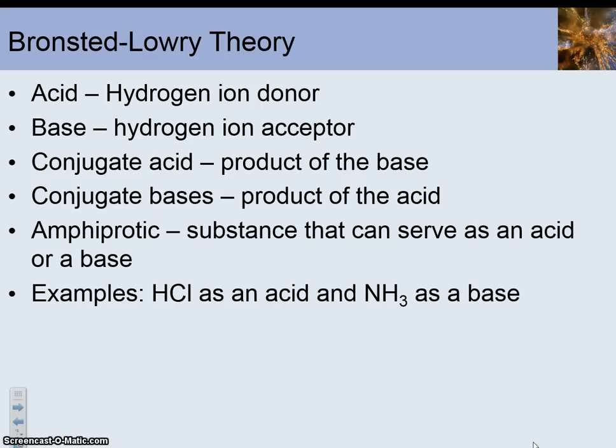They defined an acid as something that, when in solution, donates a hydrogen ion. And a base is something that in solution accepts a hydrogen ion. So still dealing with hydrogens, not so much with hydroxides. And a conjugate base is what's formed. It acts as a base in what we call the reverse reaction. We'll look at both conjugate acids and conjugate bases in a couple of examples. Amphiprotic is something that can serve as an acid or a base. Some examples of these: HCl would be an acid, and NH3, or ammonia, would be considered a base.